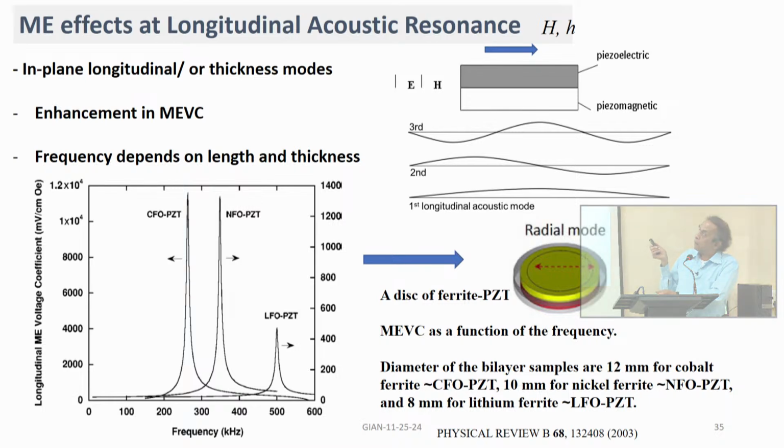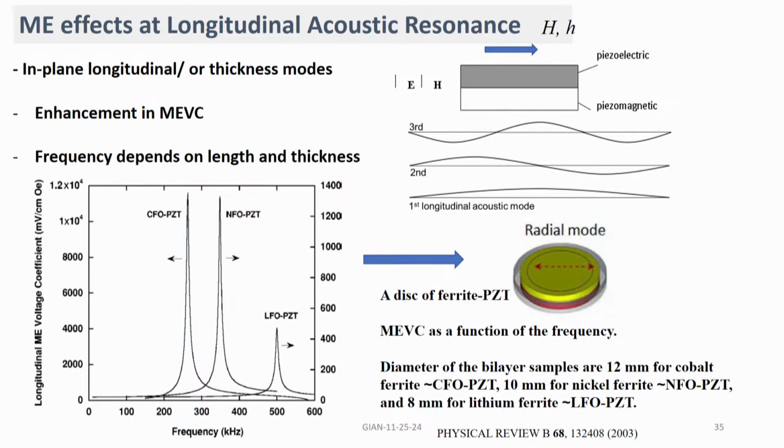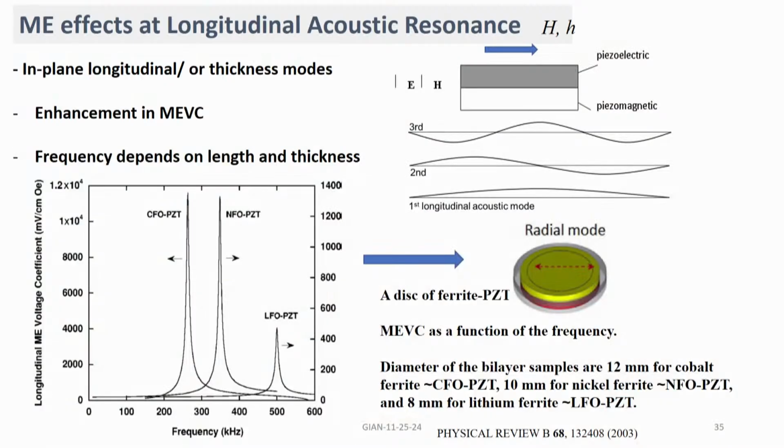So, this is also resonance, but a different geometry. It is a disc. So, in the case of a disc, the lateral resonance is like a breathing mode, it will expand and contract. Bending will be, the whole disc will bend this way. Okay. So, that is what happens, and here are the data for a disc of cobalt ferrite and PZT on the left. The center one is nickel ferrite PZT, then on the right is lithium ferrite PZT.